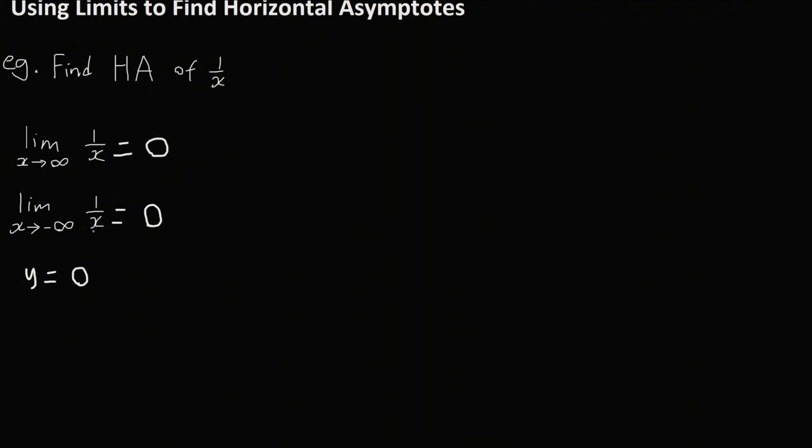However, in some cases, the negative infinity side could give you a different value, which is why sometimes there could be different horizontal asymptotes.